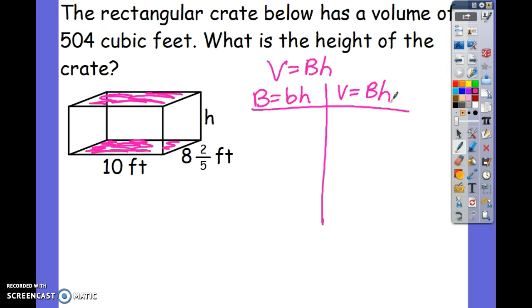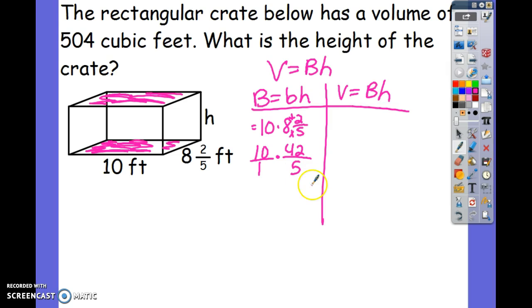We have the dimensions of the base are 10 times 8 and 2/5 feet. Remember, when you multiply mixed numbers, you have to change them to improper first. So we're going to have 10, and we're going to show that 10 over 1. We'll make it look like a fraction. 8 and 2/5: 8 times 5 is 40, plus 2 is 42, and that's going to be over 5. Now we're going to multiply our fractions.